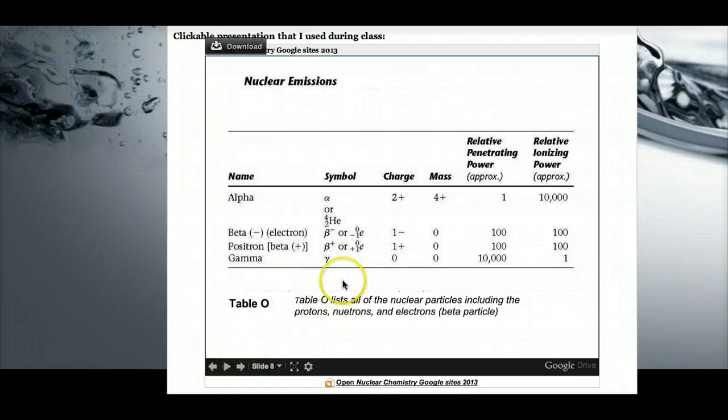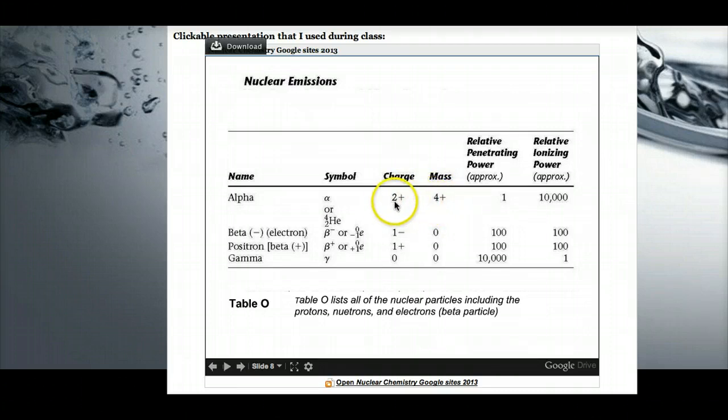We're going to see table O in a second, and we have essentially 4 different types of particles or types of emissions that a nucleus will give off to become stable. The first one is alpha. And we should know this already because we've talked about this in the unit on atomic structure. An alpha particle has a mass of 4, sorry, and a charge of 2. It's the heaviest of all particles.